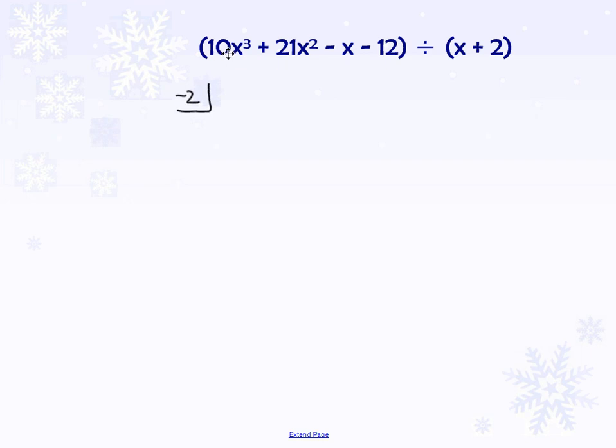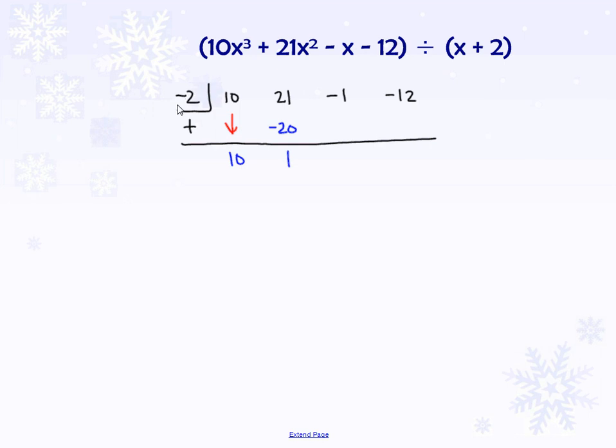Then I go and find my coefficient for each degree. So I have 10. I have the +21. -1, and -12. So I'm going to add these two together. The first one I'm going to bring straight down, so this is going to be a 10. Then -2 times 10 is -20. Add these two together, that's +1.